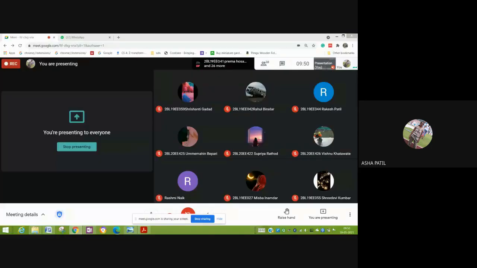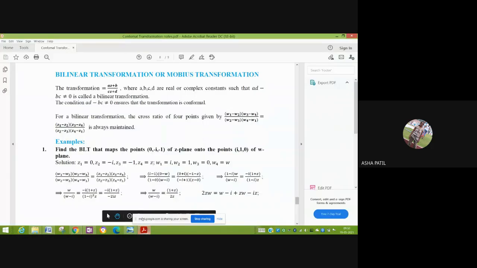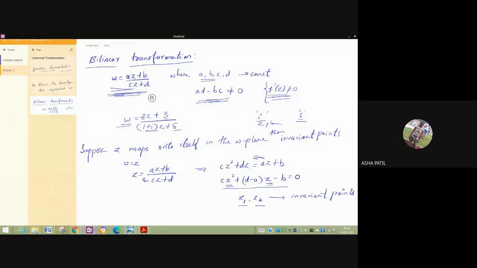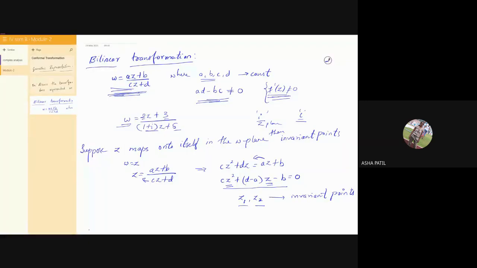I think I have already shared the notes with you. In those notes you have this already written there. So only this much is there: ad minus bc must not be equal to 0. Write about this one then. Invariant points. You can leave some space to write what is bilinear transformation from the notes you have. So just write about the invariant points.